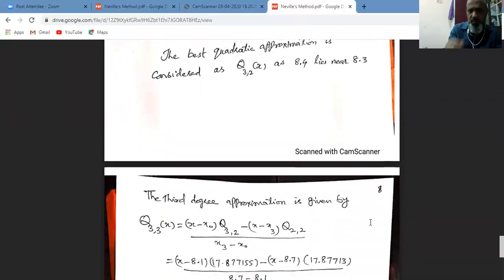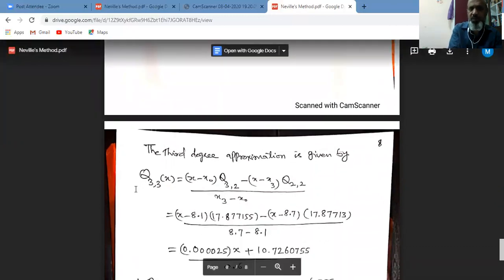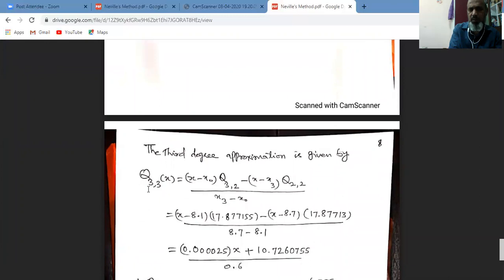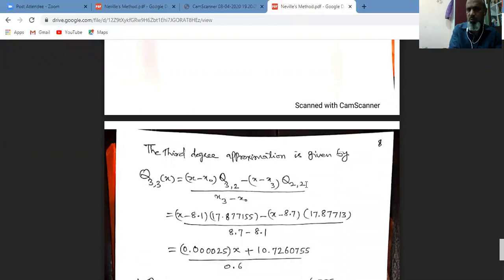Now again, in the problem it is given to find the first degree, second degree and third degree approximations. So the third degree approximation is given by Q33(x). In place of i and j, if we substitute i equal to 3, j equal to 3, we will get this relation. This is the formula: (x minus x0) into Q3,2 minus (x minus x3) into Q2,2, divided by (x3 minus x0).